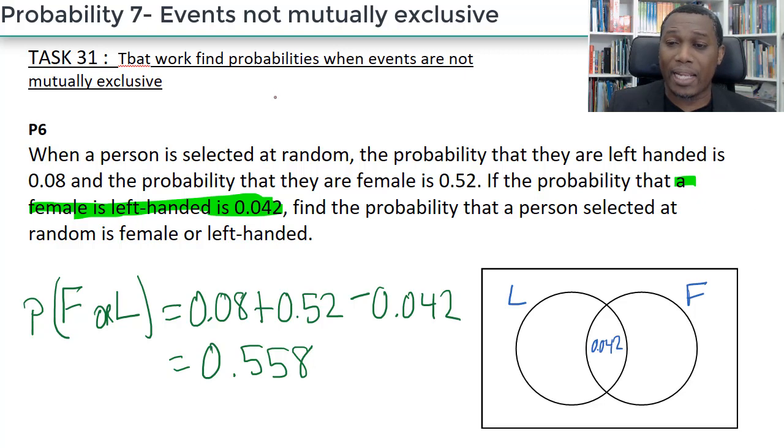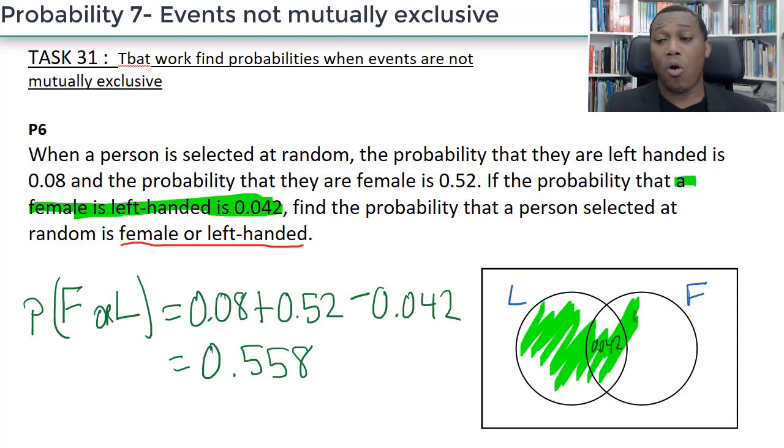What's the information we had in the logic? We have left-handed and female, and then they told us 0.042 are people who are left-handed and female. That's the way you want to interpret it. So 0.042 is the overlap, and then the question wants us to select somebody who's female or left-handed. Female or left-handed is anybody who's left-handed or anybody who's female. So that's what we're trying to work out.